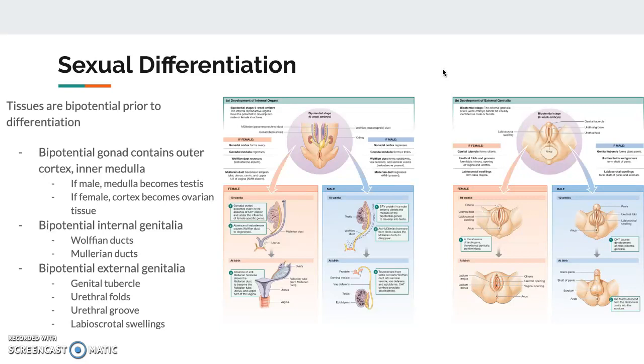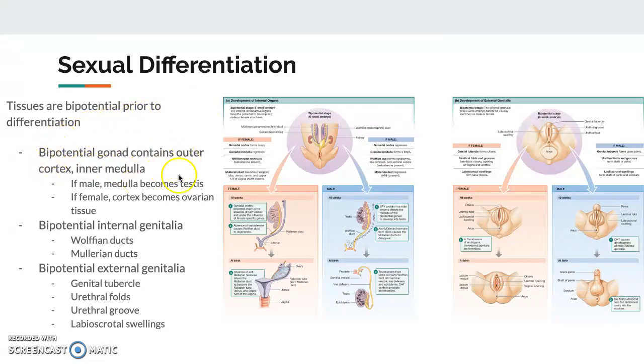In differentiation, the cells don't actually differentiate until 7 weeks of development. Prior to this, gonads and tissues are bipotential, which I wrote up here, which basically means they're undifferentiated and they have the potential and are equipped to become either male or female.